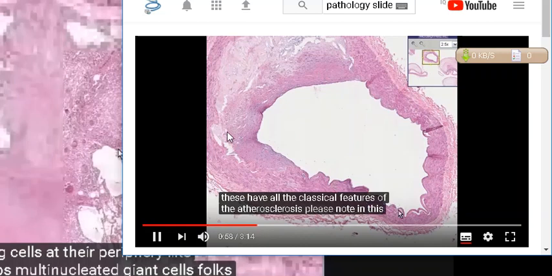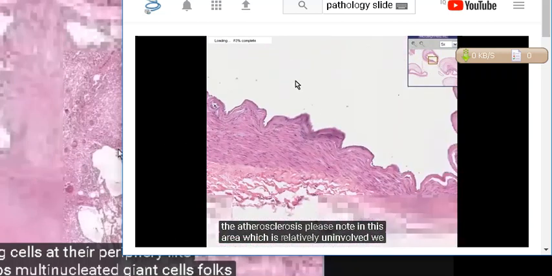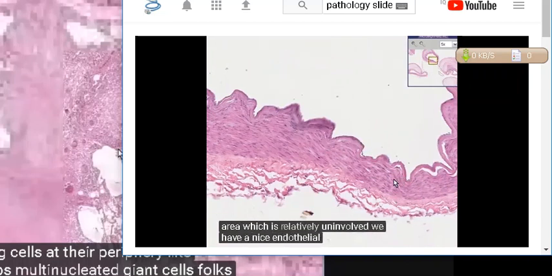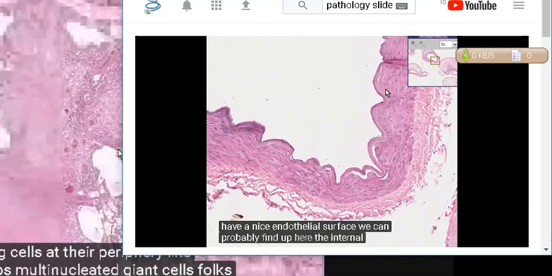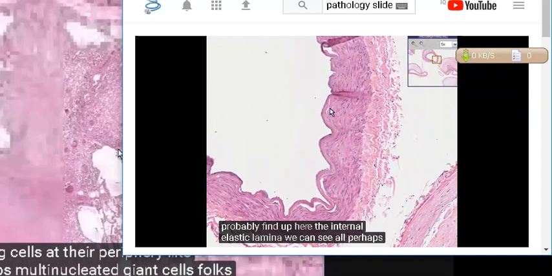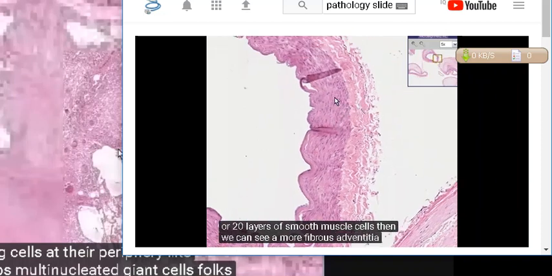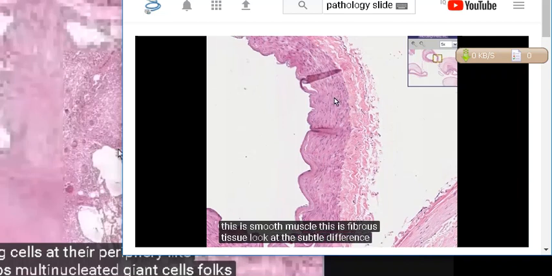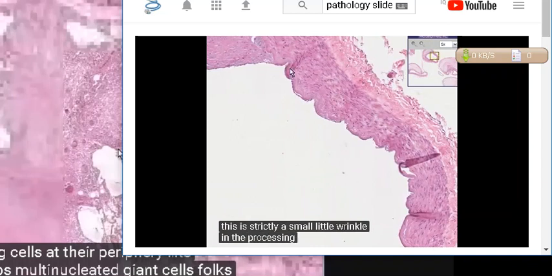Please note in this area, which is relatively uninvolved, we have a nice endothelial surface. We can probably find up here the internal elastic lamina. We can see perhaps 10 or 20 layers of smooth muscle cells. Then we can see a more fibrous adventitia. This is smooth muscle. This is fibrous tissue. Look at the subtle difference. This is strictly a small little wrinkle in the processing.